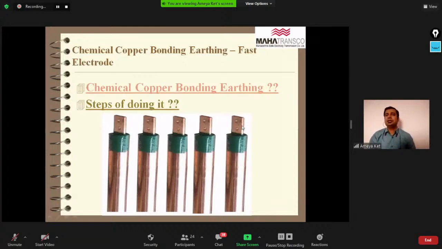So now we will discuss what will be the steps if we want to replace the existing pipe type of earthing with the help of this fast electrode or chemical copper bonding electrodes. So what will be the steps of installation in terms of chemical copper bonding? As we are much aware about the conventional one, the procedure we know what exactly happens on the site. But what if we are going for the fast electrode? So what will be the steps for the earthing? We will see.